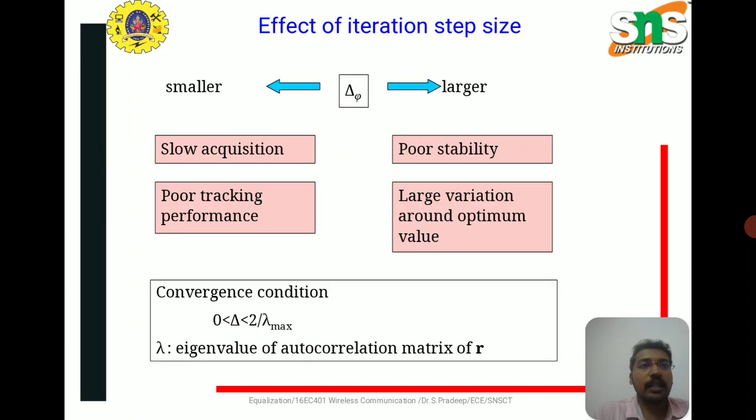Effects of iteration step size. For smaller value, the acquisition is slow and tracking performance is poor. For larger value, the stability is poor, with large variation around the optimum value.